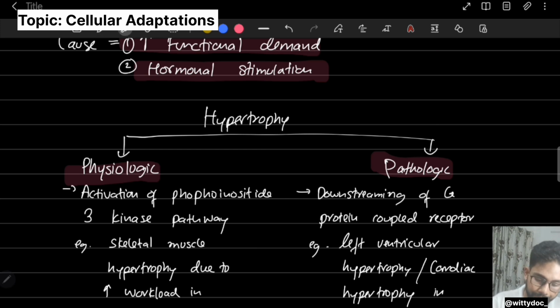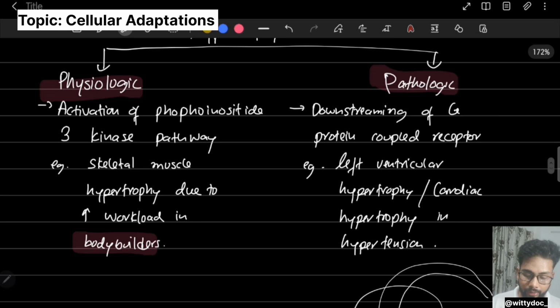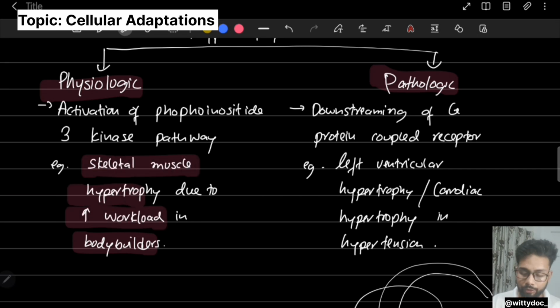In physiologic hypertrophy you can see activation of the phosphoinositide 3 kinase pathway. So this is an example of physiologic hypertrophy. The best example is in bodybuilders. Because of increased workload to the muscles, the skeletal muscle will show hypertrophy.